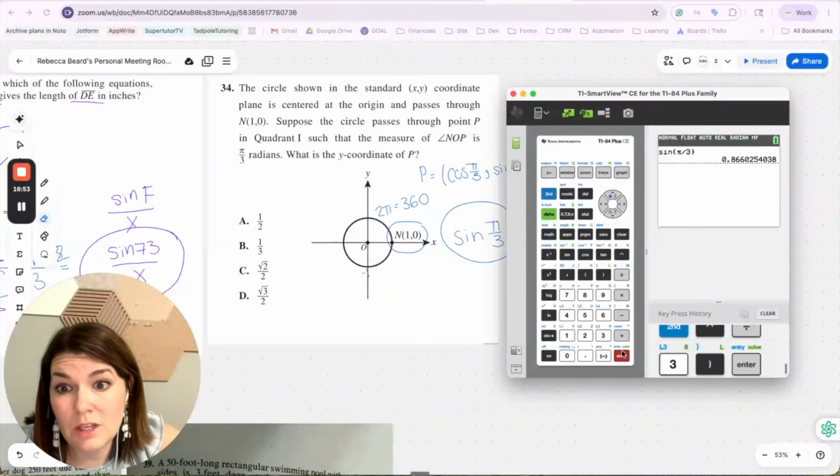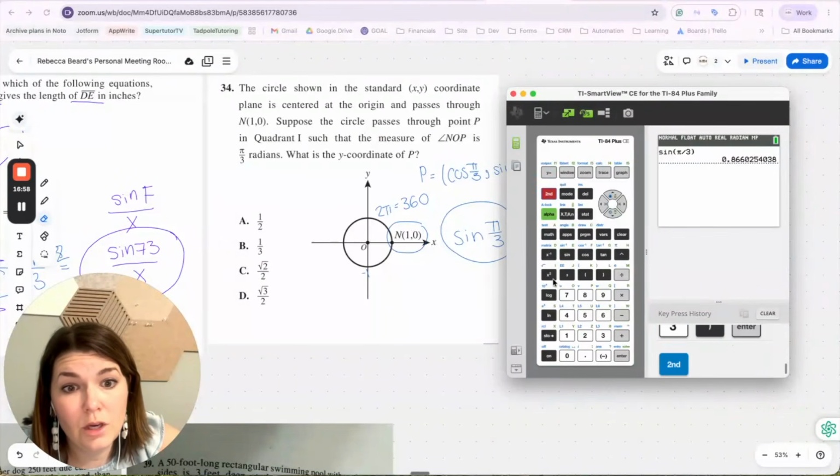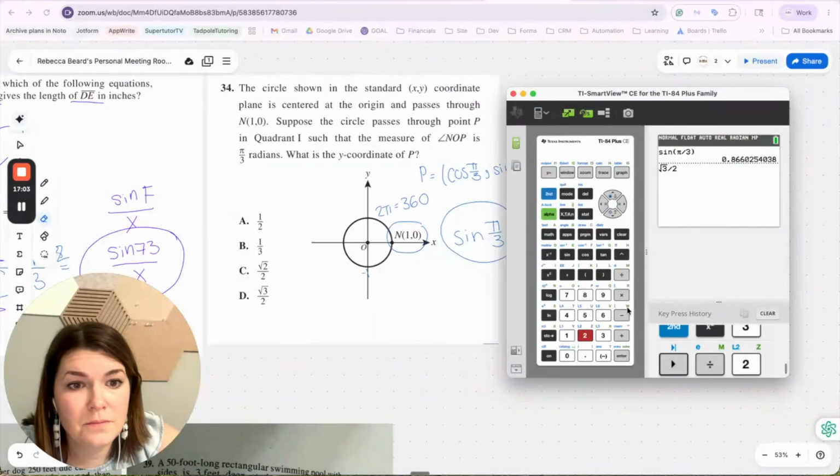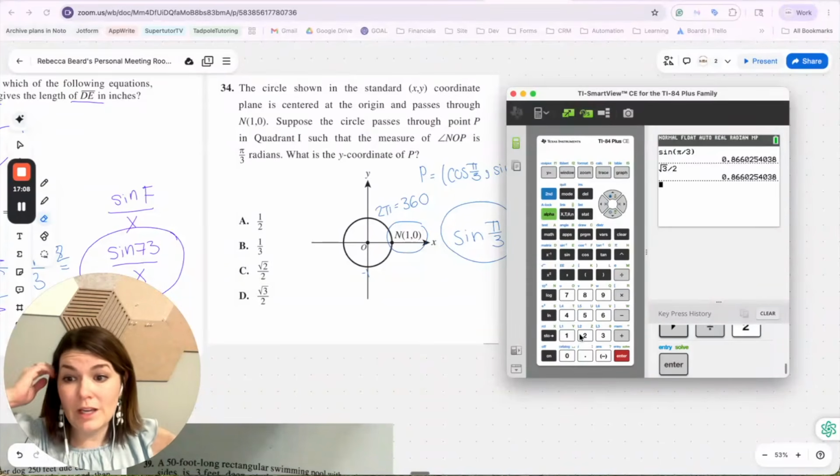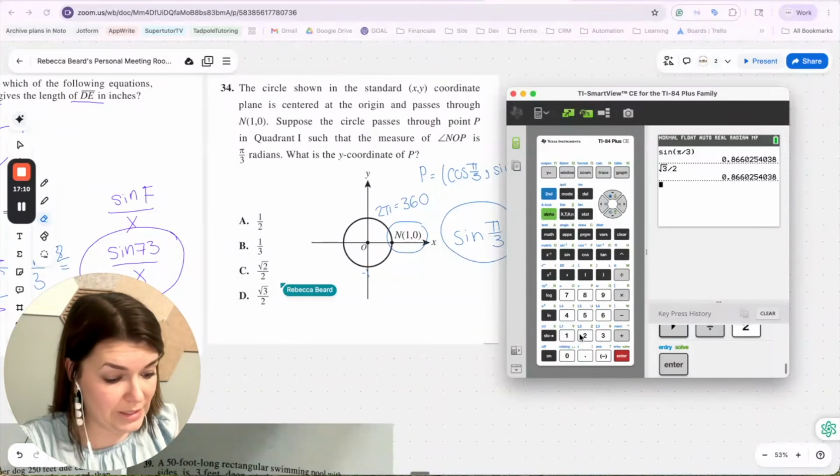So let's match some decimals. You probably can eyeball this, not A or B. But if you go square root of 3 divided by 2 and hit enter, they match. And so your answer on this one is going to be D.